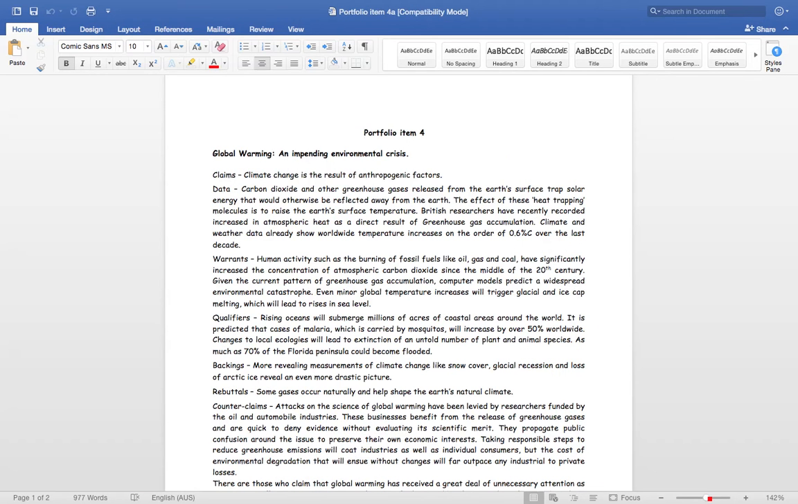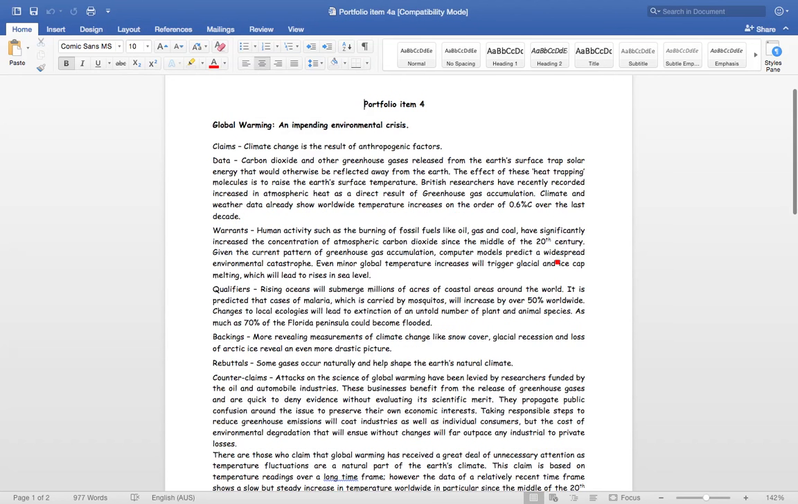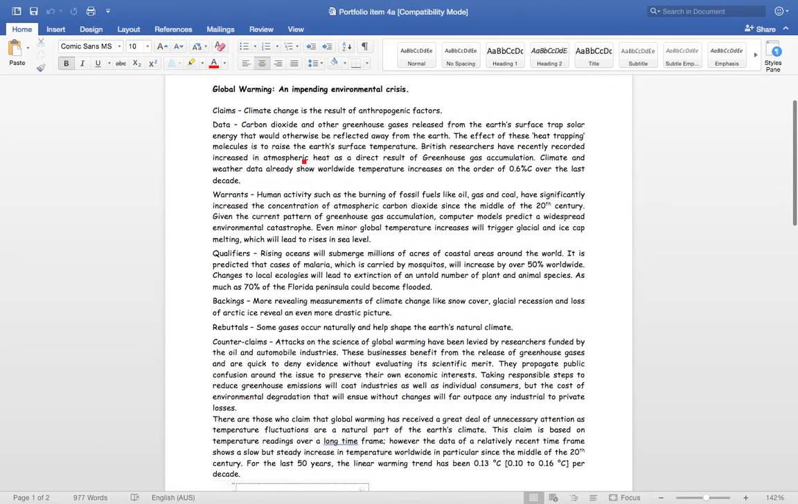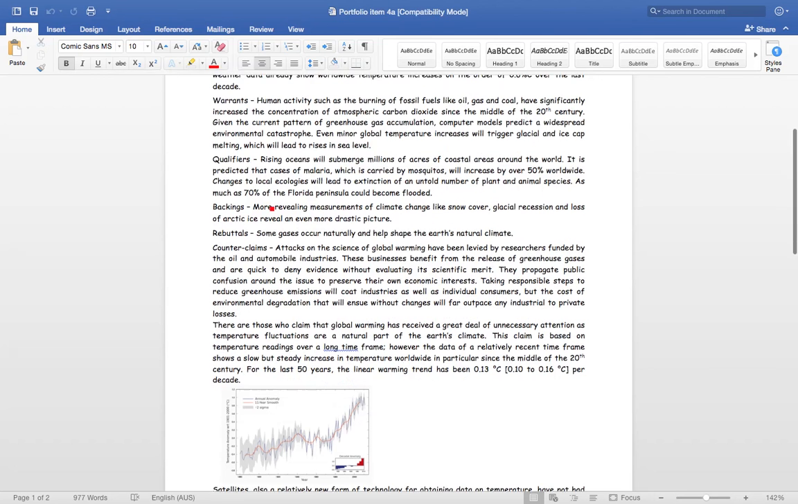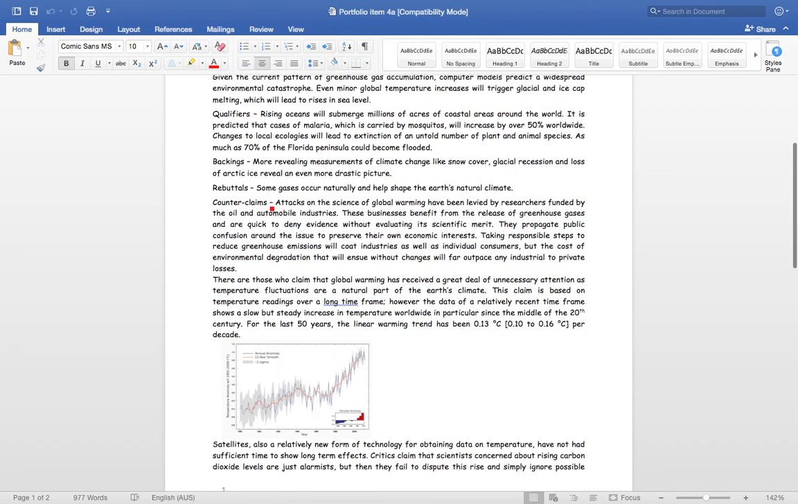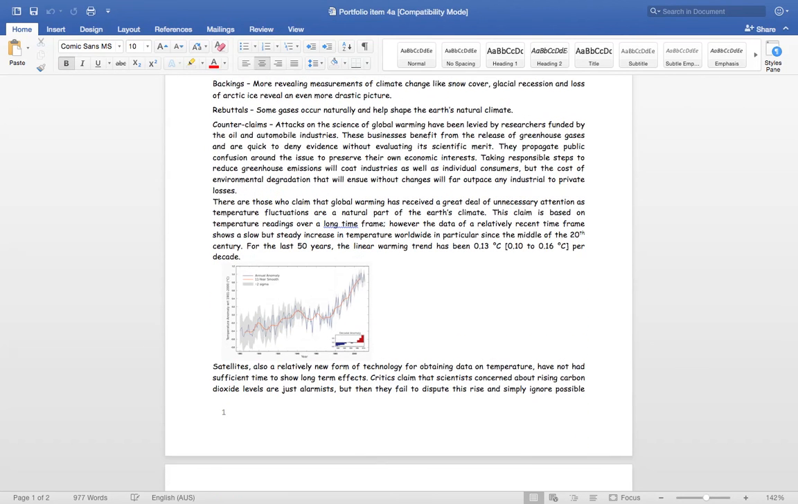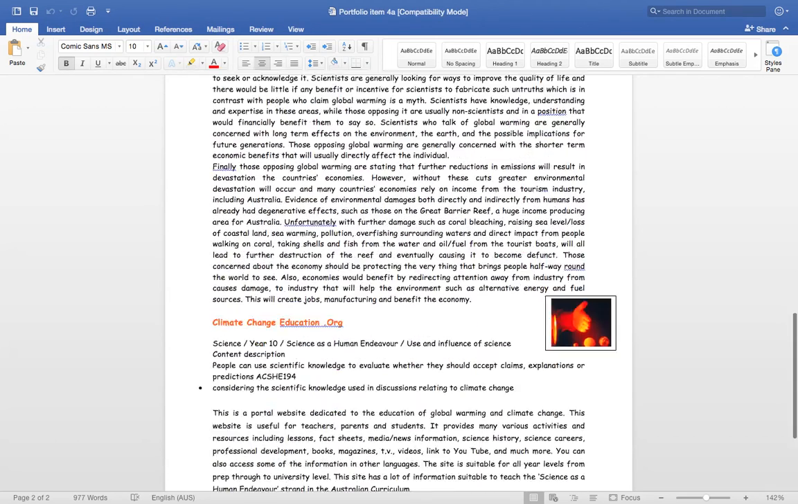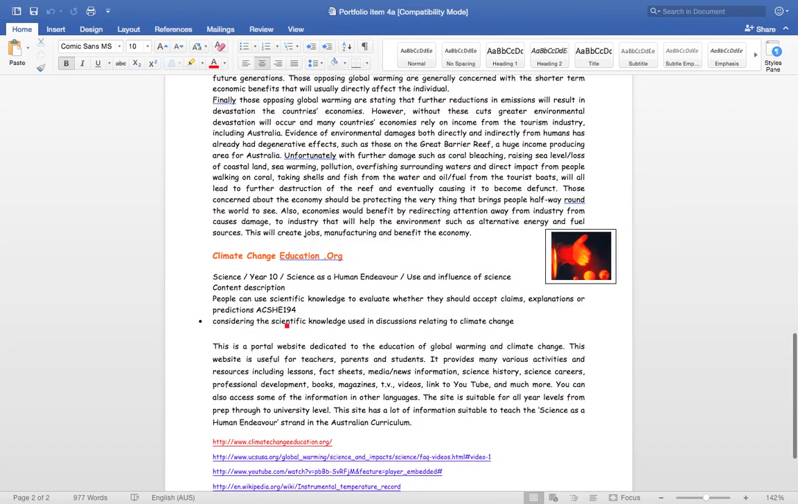Okay, so here's one, and this one is global warming and impending environmental crisis. So this person's actually broken up into the actual components of argument to shape her argument. Remember our data, our warrants, our qualifiers, our backings, our counterclaims, to help formulate her argument. All right, she's even included some figures. She's identified an ACARA descriptor.